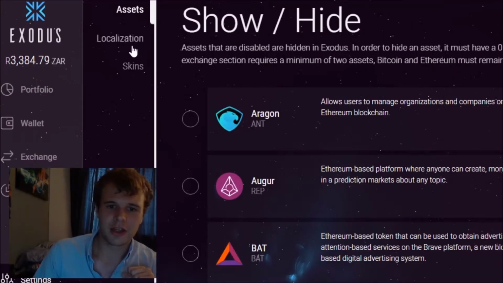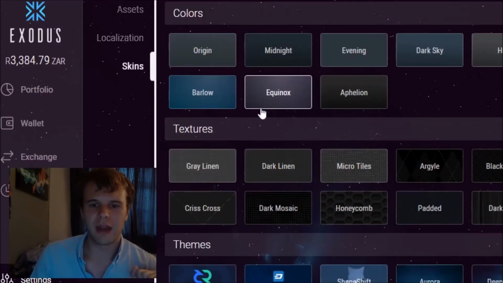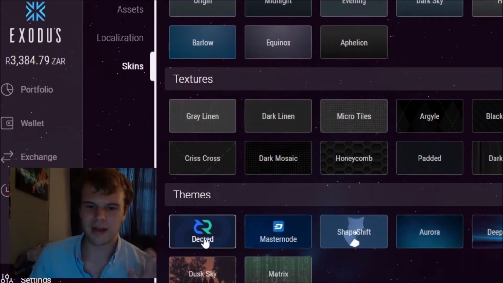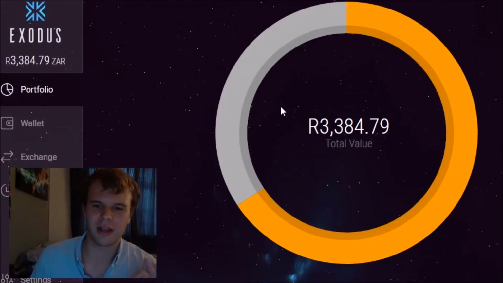Other than that, you can choose your currency. Obviously, for me, I'm preferring to work in rands. And you get an assortment of really nice, clean skins that you can use. I kind of swap between them at will. It's just a really nice and clean wallet to use to store your Bitcoin once you've bought it.